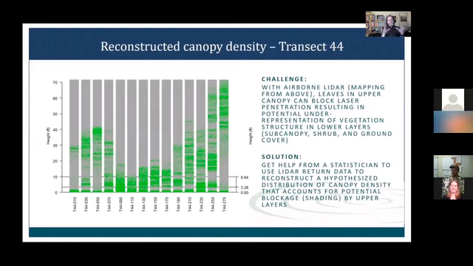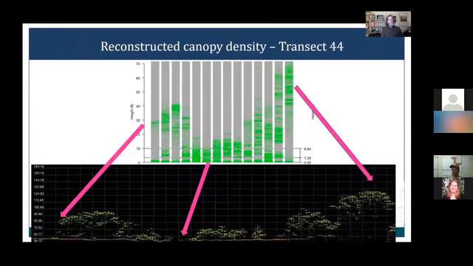Basically, we take that original LiDAR raw data returns and expand it using this hypothetical distribution of canopy density and multiple sampling. And you can see it's giving us a little better picture of what that canopy structure might look like. And here's a more direct comparison.